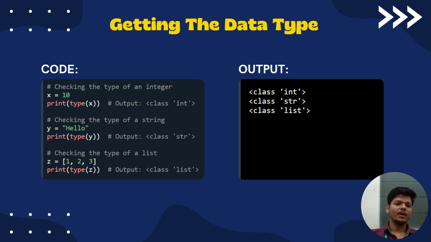For the second example, y is equal to "hello", and we write the same code for it and see which data type the y variable holds. The output will be class str. And the third example is z is equal to [1, 2, 3], and we can find this is an example of the list data type.